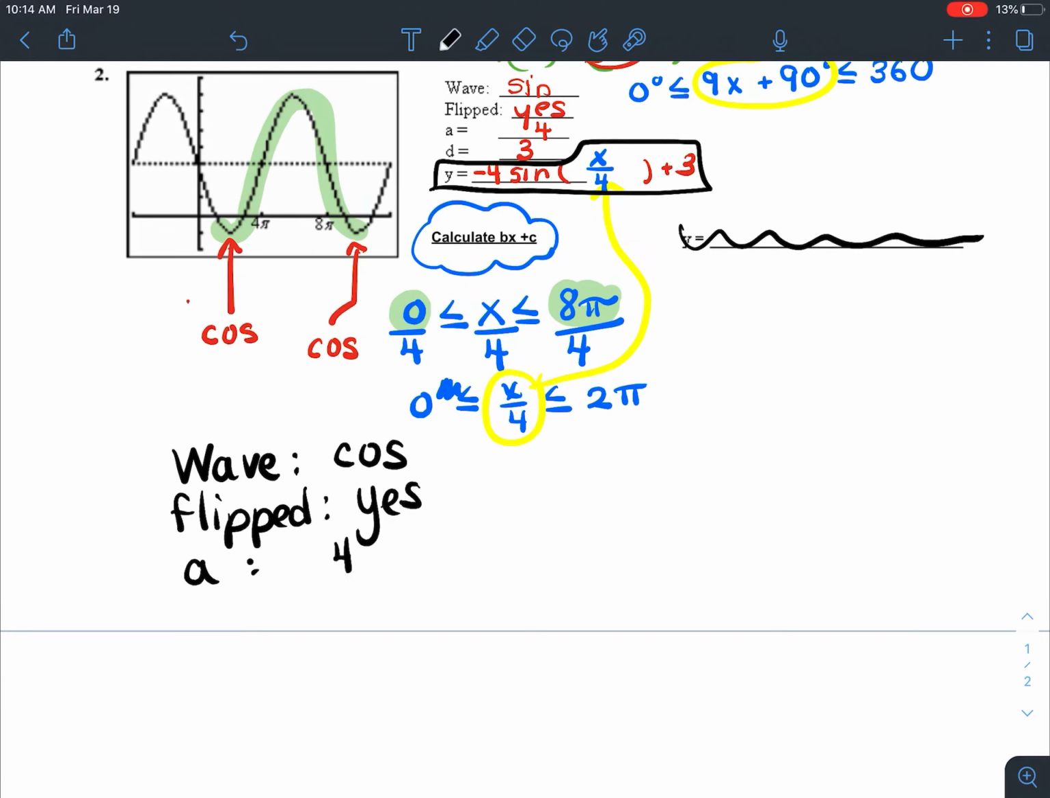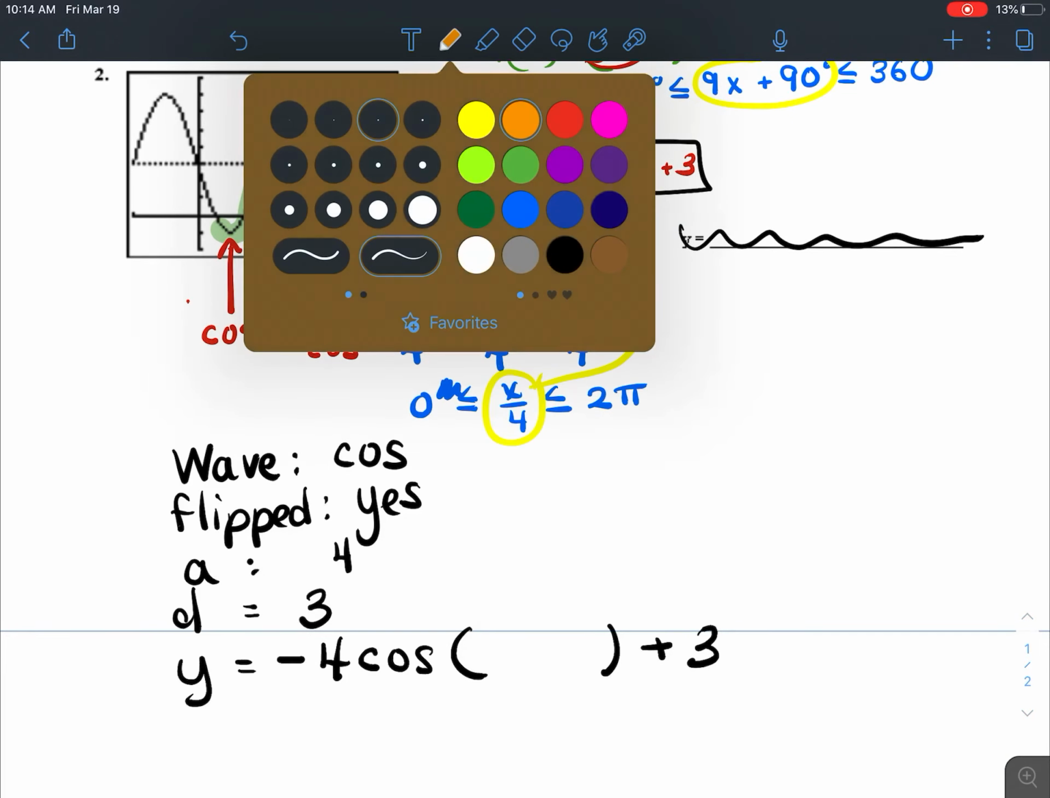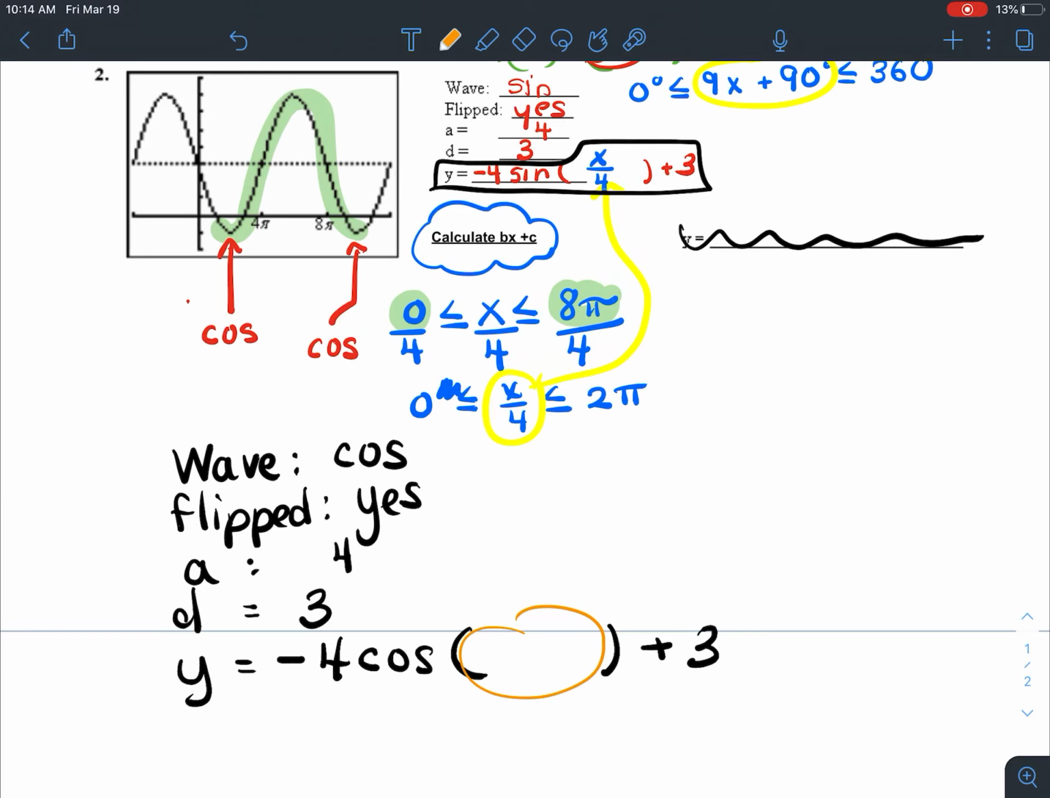The a value is still 4. The d value is 3. I'm going to go ahead and fill in negative in front of the 4 because we said it was flipped. I'm using cosine now, and to get this part right here, this is where we're going to calculate the bx plus c portion. On each side of the x, we have to fill in where this cosine wave starts and stops. Now, it feels like each dot is counting by 4 pi. So if this is by 4 pi, in the middle would be the halfway point from 0 to 4 pi. So that would be 2 pi, where that's starting.